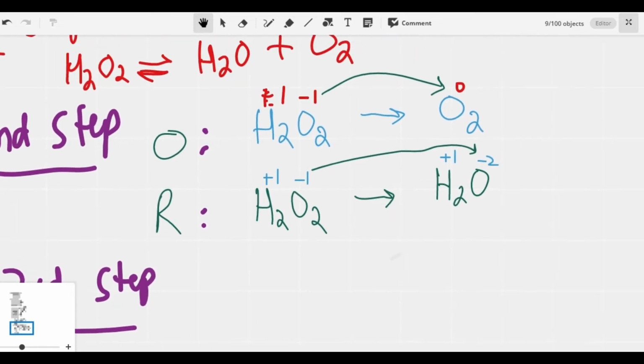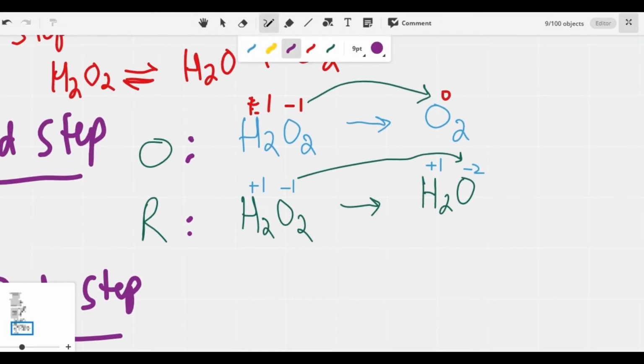First of all, we are going to add oxygen atoms. In the oxidation, there are two oxygen atoms on the right side and on the left side, so the oxygen atoms are equal. But in the reduction, you can see that on the left side there are two oxygen atoms, but on the right side there is only one oxygen, so we need to multiply it by 2.